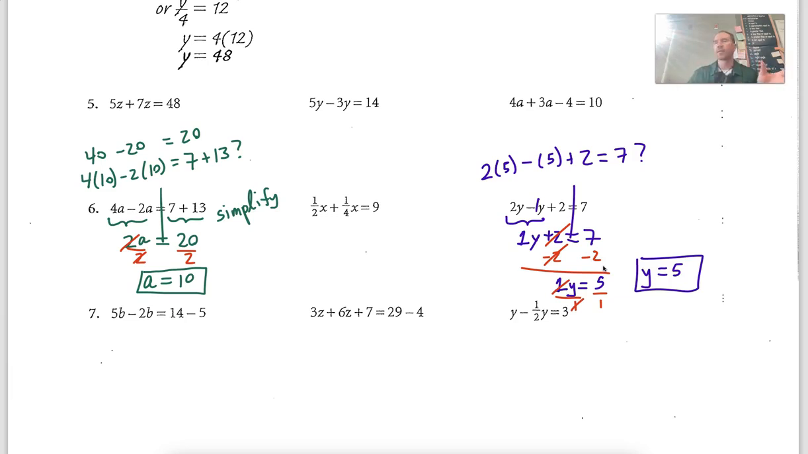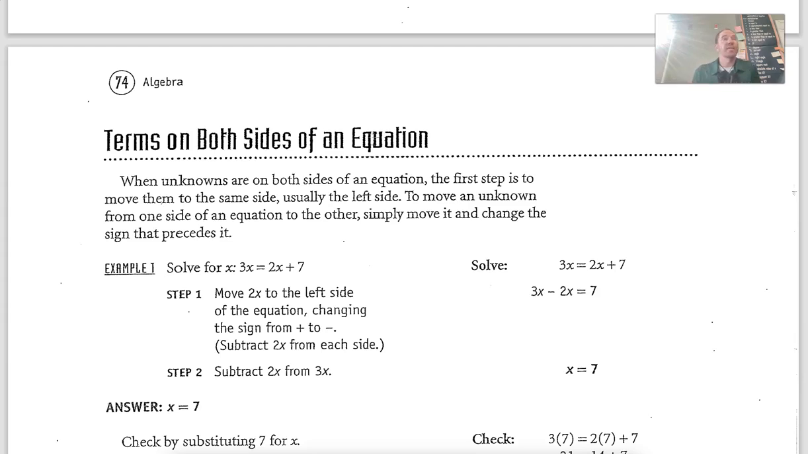If they're not on the same side, then you got to cancel. All right, now we'll jump to the next page. Just the very next page in the packet, I'm on page 74 now.